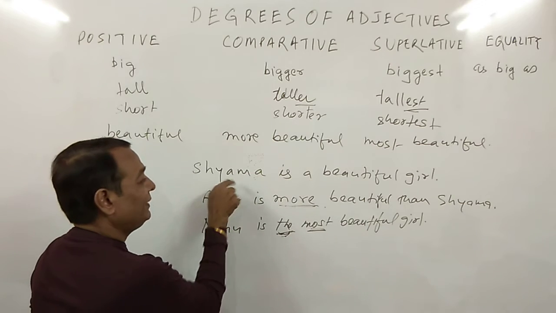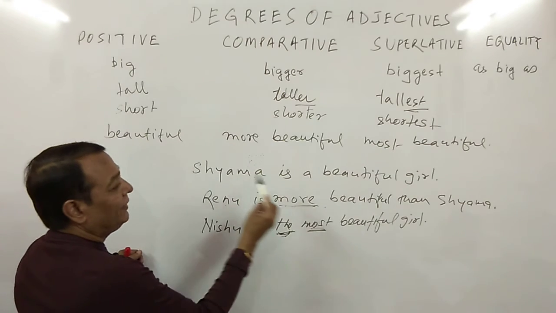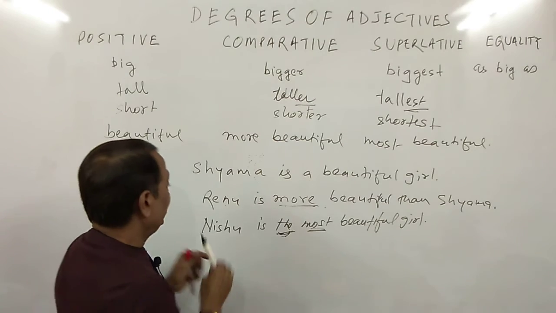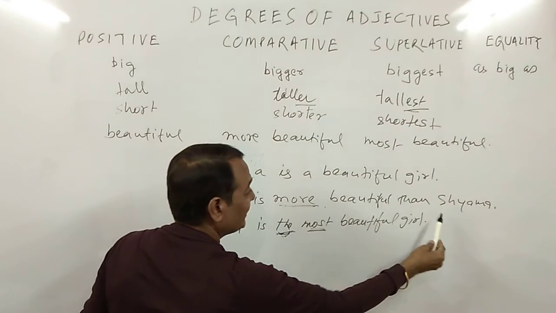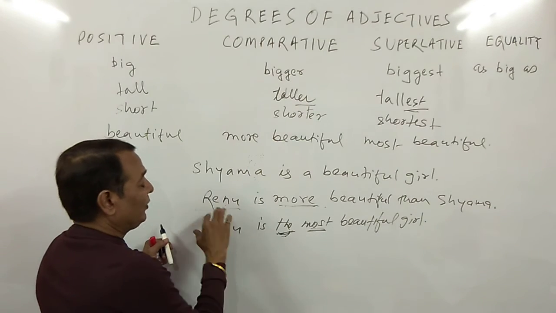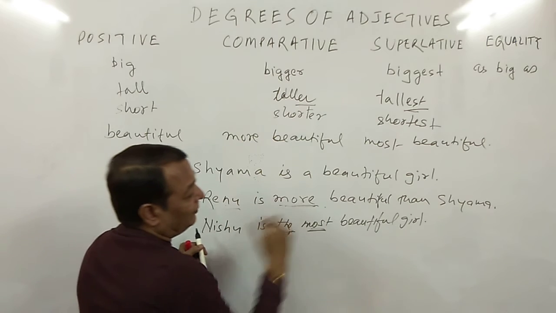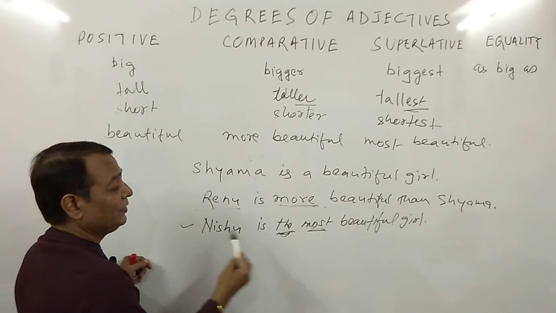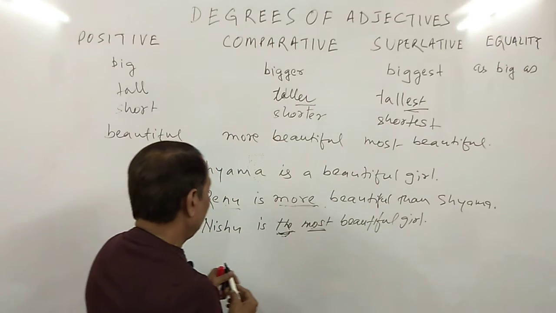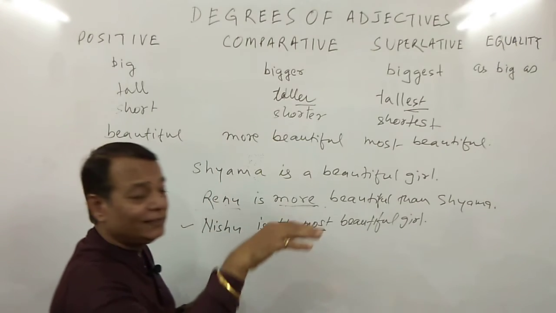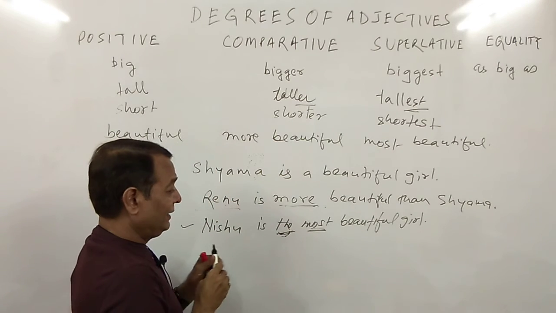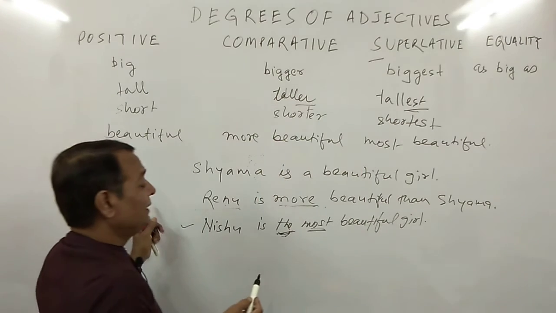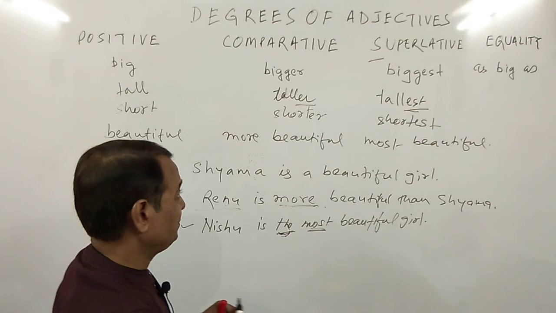So once again you see the sentences. Syama is a beautiful girl. You are not comparing Syama with anyone. Renu is more beautiful than Syama. You want to say Renu has more beauty than Syama, and that's why Renu is more beautiful than Syama. Here in the third sentence, Nishu is the most beautiful girl. That means among all the girls, she is the most beautiful. You are using superlative degree, meaning no other girl is as beautiful as Nishu.